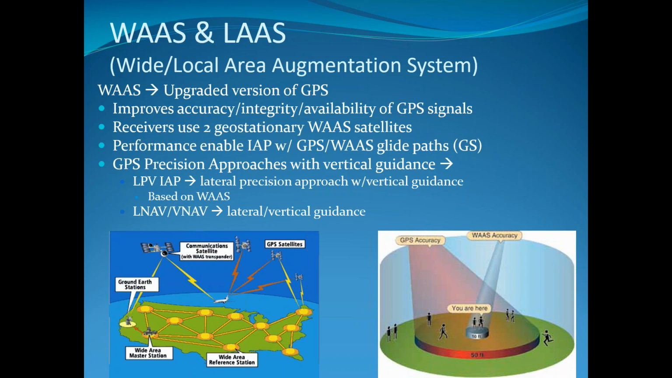What it means when it says precision approaches with vertical guidance is that as you're approaching a runway, you can tune in and use this WAAS system, and it'll guide you vertically and horizontally. If you're coming down to land on a runway, it'll give you a glide path that you just need to follow, and it'll take you right down and land you exactly on the runway, following a signal. There are other ground-based systems that do this as well, but this is the satellite version of it.